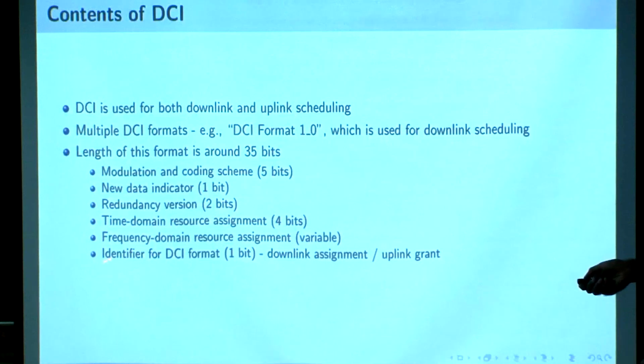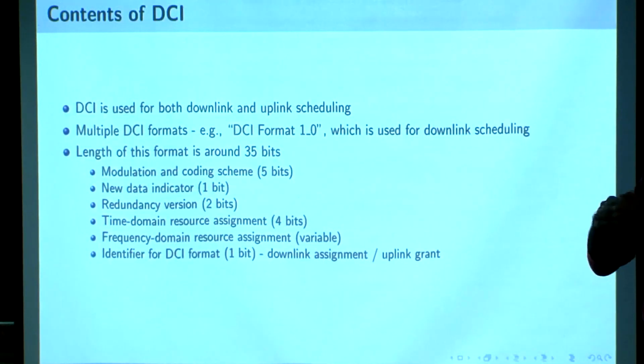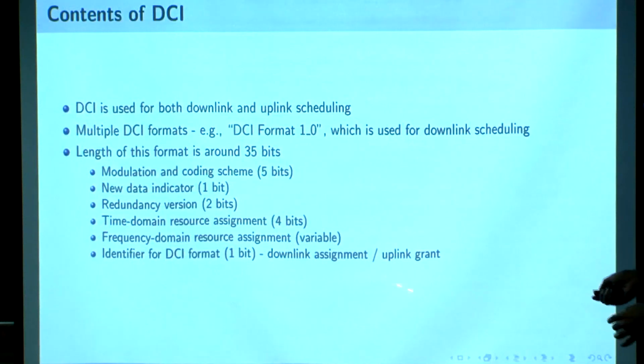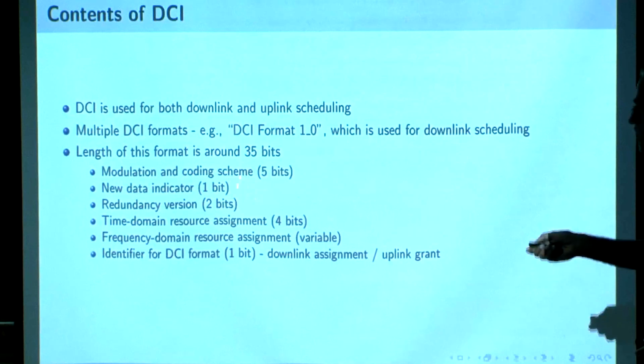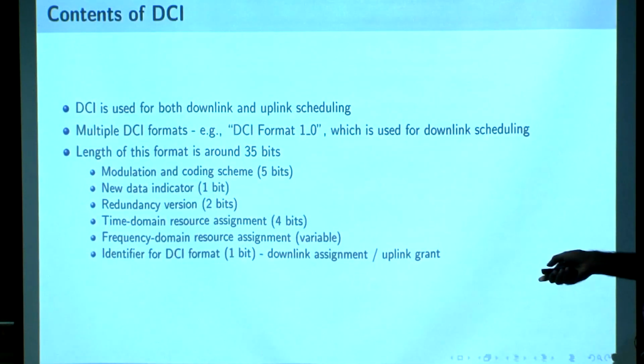Then what is this? The identifier for DCI format. It tells whether the DCI is doing a downlink assignment, helping the downlink data get decoded, or whether it is an uplink grant. An uplink grant means it is used for uplink scheduling, to inform the user that it should use these parameters to encode its data. The same DCI, as I said, is used for uplink scheduling. So if it is 0, it becomes a downlink assignment; if it is 1, it becomes an uplink grant. That's how it is differentiated.